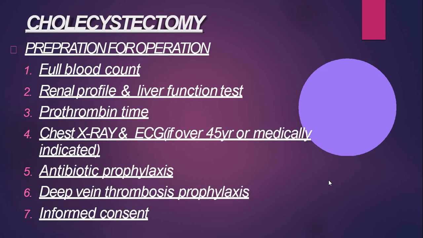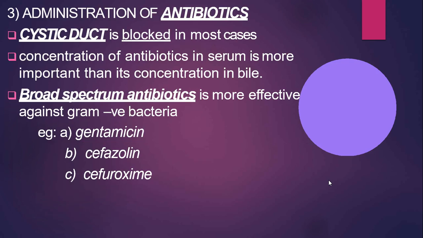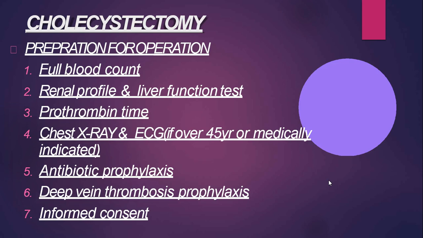Now there are many side effects related to gentamicin. So presently the antibiotic of choice is the second generation cephalosporin, that is cefuroxime. So how do you prepare the patient for the cholecystectomy? You have to do full blood count, renal profile, liver function test, coagulation profile, chest X-ray, ECG. When the patient is more than 40 years of age, antibiotic prophylaxis, deep vein thrombosis prophylaxis, and you have to take informed consent.